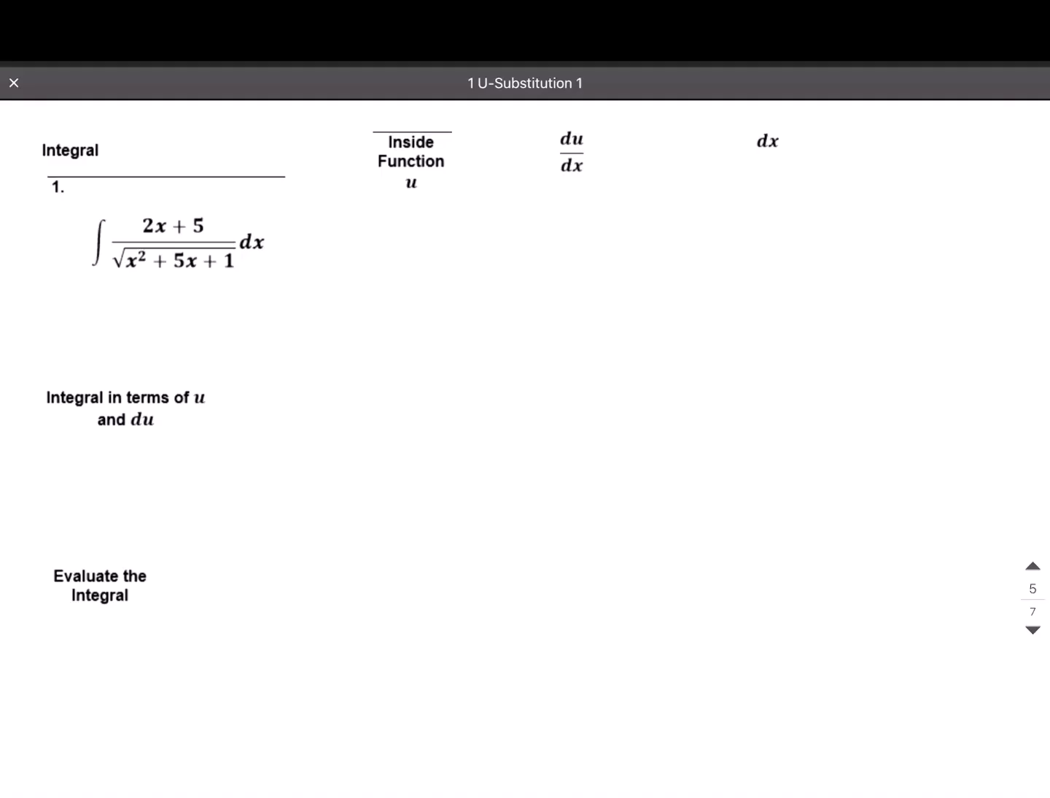Okay. So I have the integral of (2x plus 5) over the square root of (x squared plus 5x plus 1). And we looked at this one before and said that the inside was x squared plus 5x plus 1. So that's my u, x squared plus 5x plus 1. Now we're going to take the derivative of that. The derivative of u is du dx equals the derivative of x squared, which is 2x, plus the derivative of 5x, which is 5, and the derivative of 1 is 0, so we don't need that.